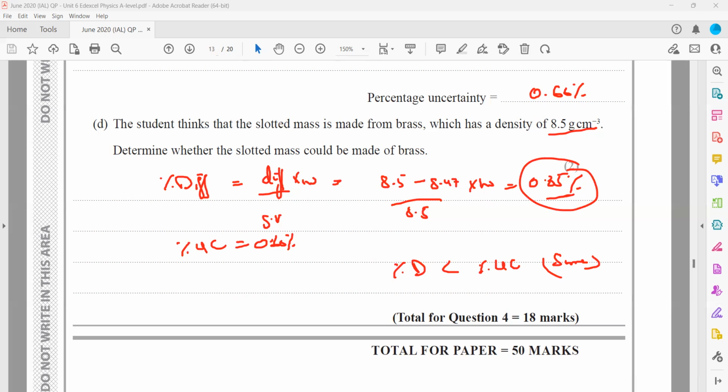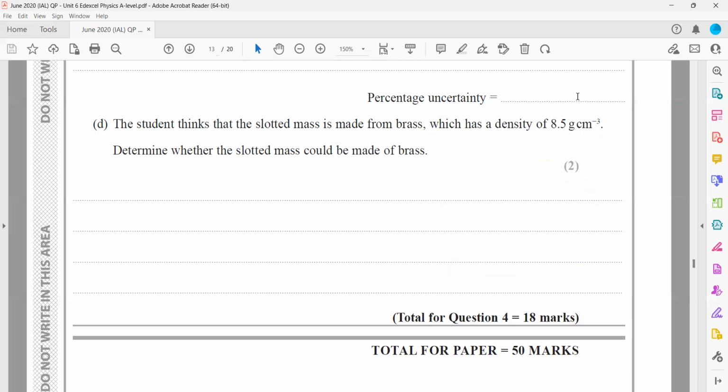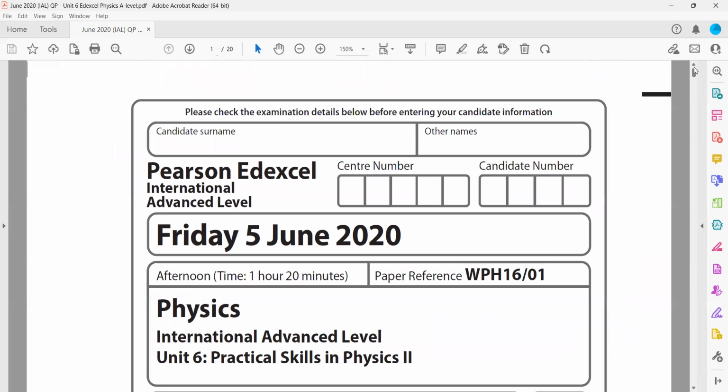What if our percentage difference was higher than the percentage uncertainty? Then we'll say no, the percentage difference is more than the percentage uncertainty. So for such questions, whenever a comparison of two values is there, you always find the percentage difference and the total percentage uncertainty and you compare them. So this was Unit 6 from June, or you can also say October 2020 session.